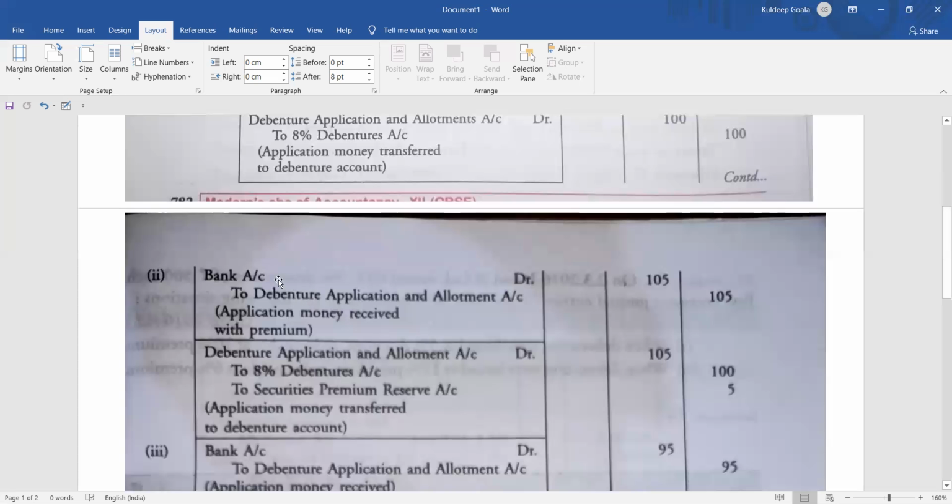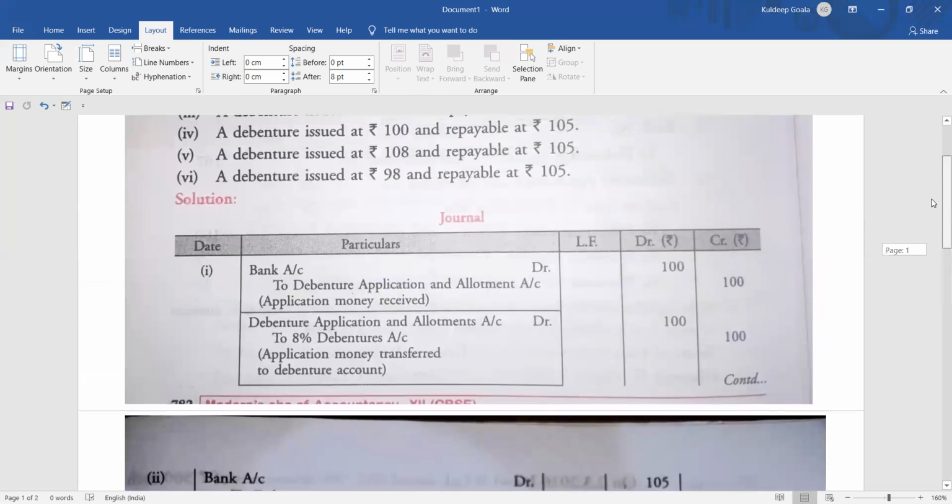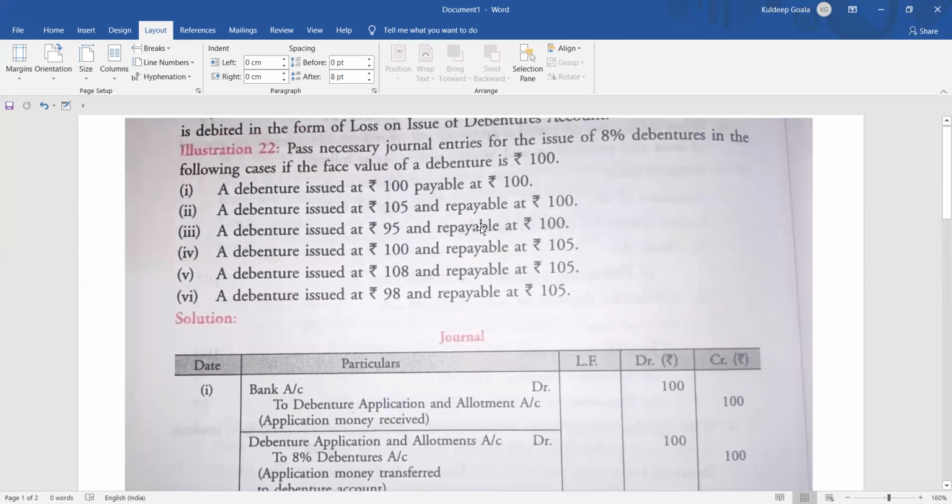Bank account debit 105 to debenture application allotment account 105. Clear? Being application money received with premium. Now at the time of transfer, you have to see what the repayable amount is. The repayable amount is 100 rupees. So we are not making any loss, only a capital profit of 5 rupees. Clear? We are not making any loss.